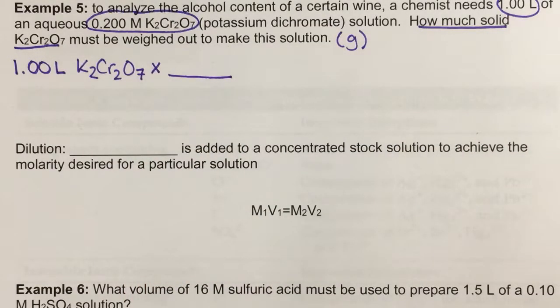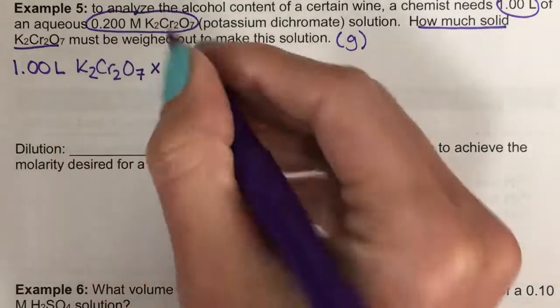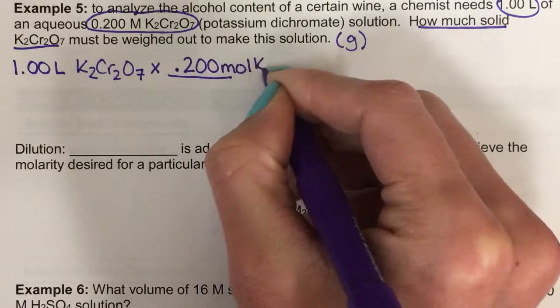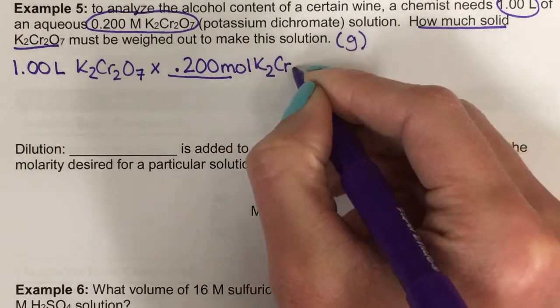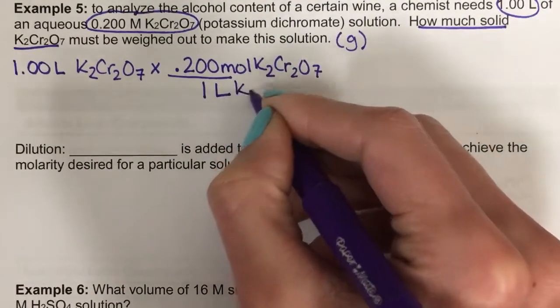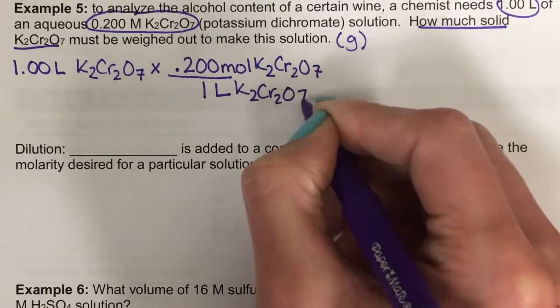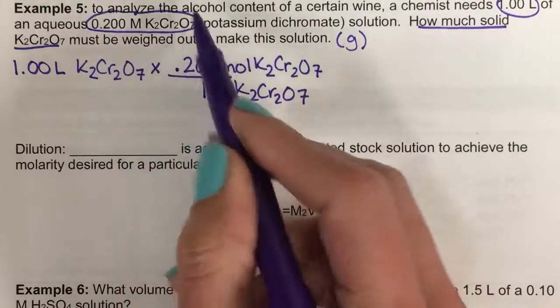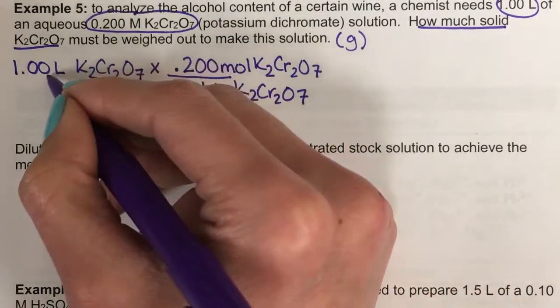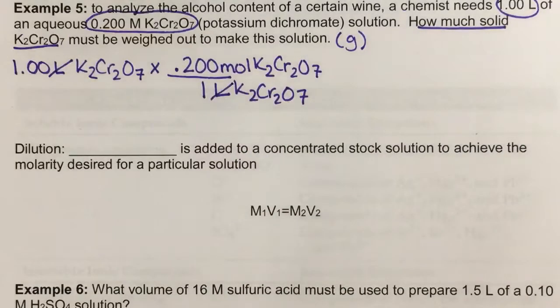Well, I also know that it has to be 0.200 moles of K2Cr2O7 per 1 liter. See how I'm using my molarity? I know that molarity is moles of solute per liter of solution, and that allows me to cancel out my liters. So molarity I can use to convert from one unit to another. Okay? Well, now it's a simple, straightforward problem.